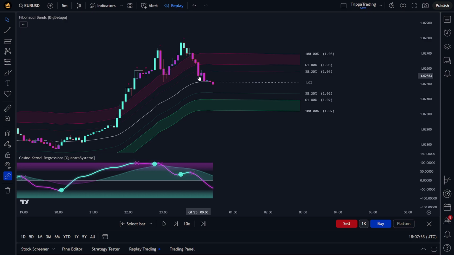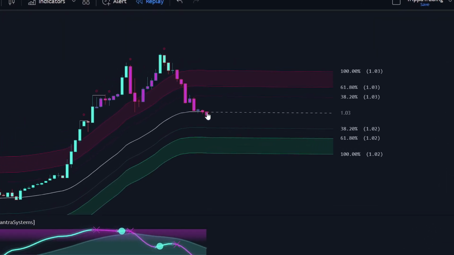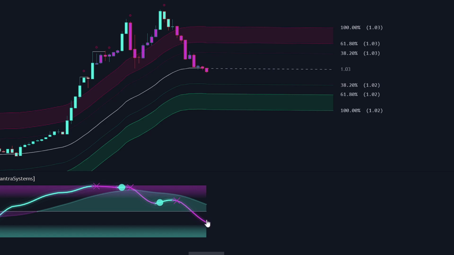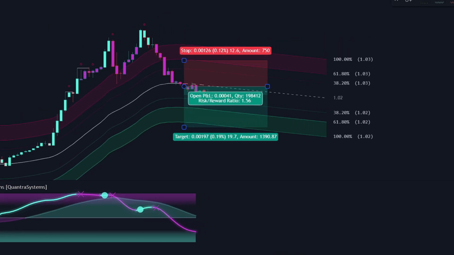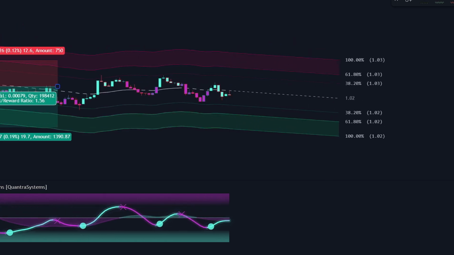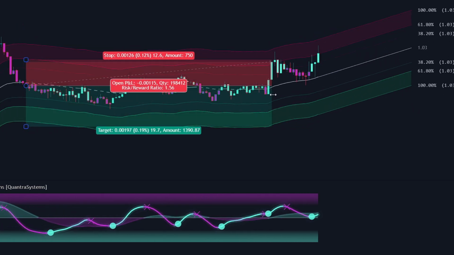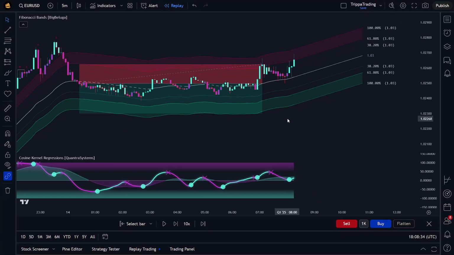Here's another sell trade opportunity. Over here, the price breaks below the middle Fibonacci band. And here you can see we got sell signals before that. And the Kernel regression indicator line turns pink, confirming a strong bearish trend. But still, the position ended in a loss. So of course there are losing trades as well. But majorly, these examples clearly show how this strategy consistently identifies profitable opportunities in both bullish and bearish market conditions.